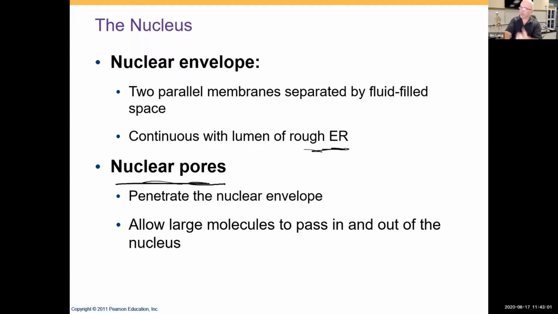Proteins that regulate DNA can go from the cytoplasm into the nucleus. And then RNA that's made using the DNA in the nucleus as a template can leave the nucleus and go out into the cytoplasm and be read by ribosomes to make proteins. So these nuclear pores are big. They let big molecules go in and out of the nucleus.